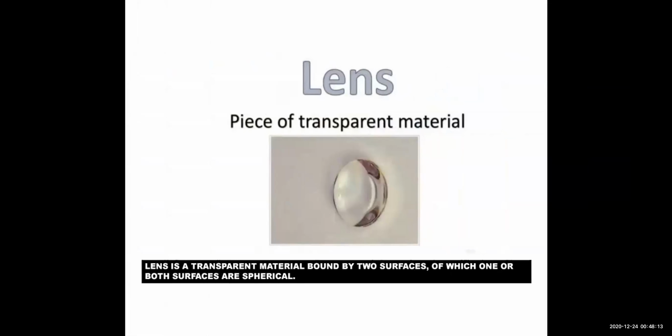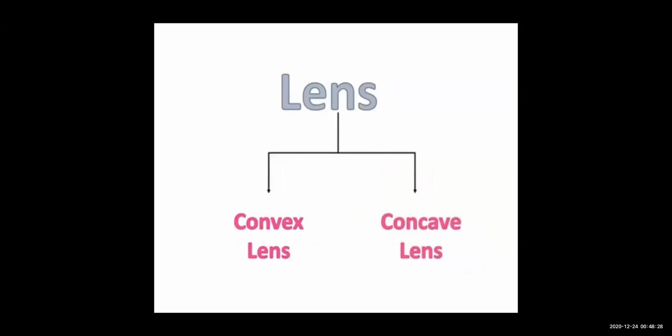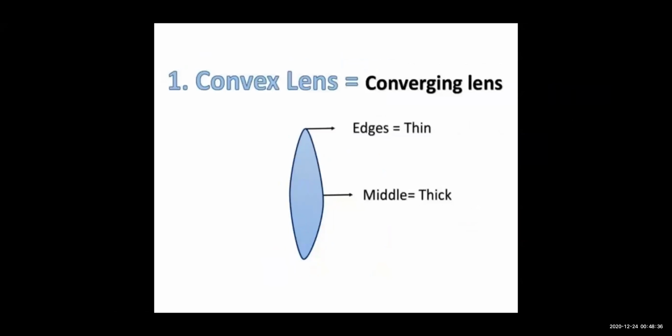So children, we all know lens is a transparent material which is bounded by two surfaces, and either both the surfaces are spherical or one of them is spherical. Now we know that the lens are of two types. First we have a concave lens and other is convex lens. Now let's talk about convex lens.